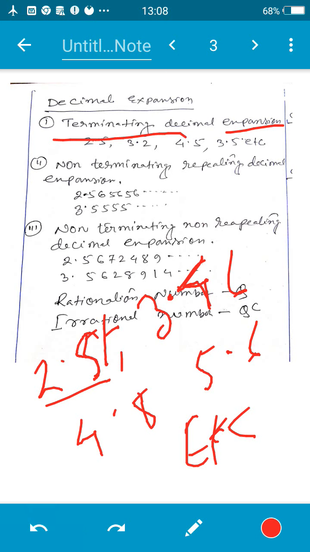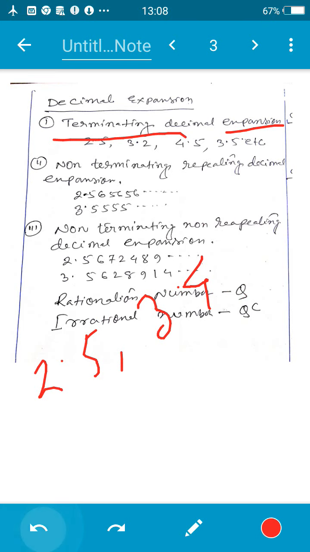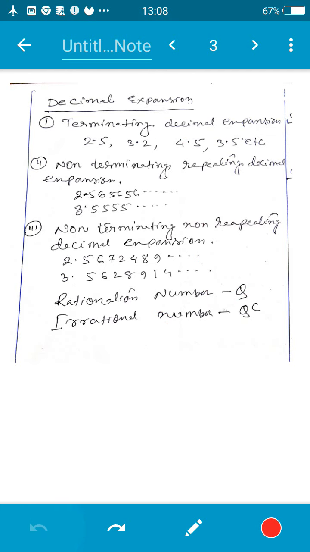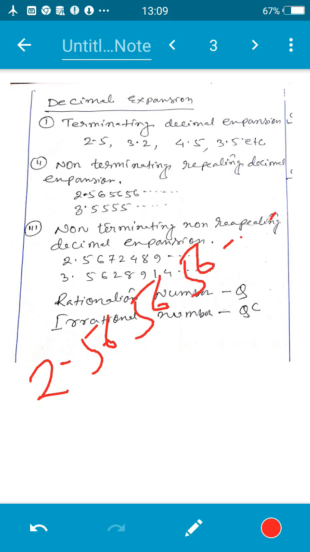Then students, you come to the second kind of decimal expansion, that is non-terminating and repeating decimal expansion. Here the example of this expansion is 2.56, 56, 56 dot dot dot. Dot dot means here infinite numbers of digits are here, so that it is non-terminating, and the digits 56, 56 after this decimal are repeated here, so that it is repeating decimal expansion.